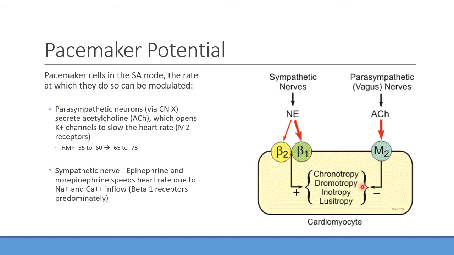So if you're talking about a CHF patient, you're talking about inotropes or positive inotropes. These are things you will hear talked about more frequently. And then lusitropy. Anyone familiar with that one? That's the speed of relaxation of the heart, essentially.